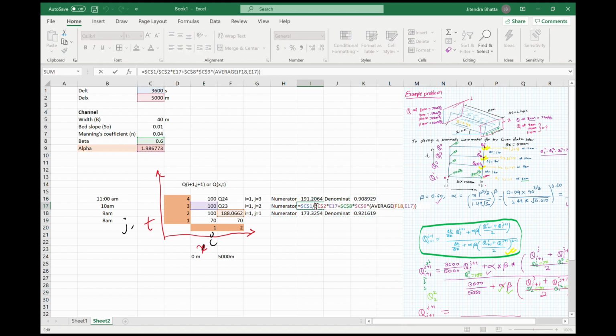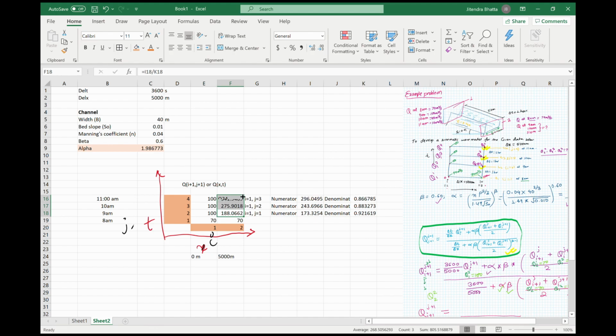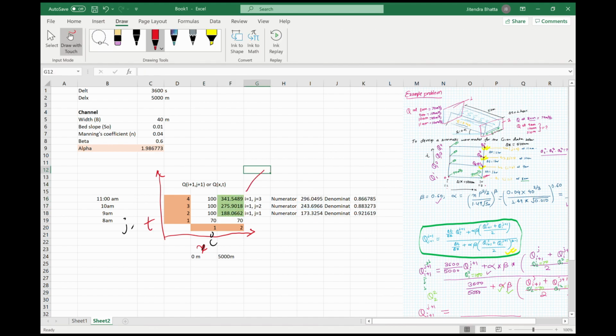I can just copy these here, which will give me values of numerator for this case here. So I can just click like this and obtain our values. This is our solution. So therefore, what you can write here is your q22, q23, q24, this will be equal to this one, equal to this one, and this will be equal to this one, meter cube per second.